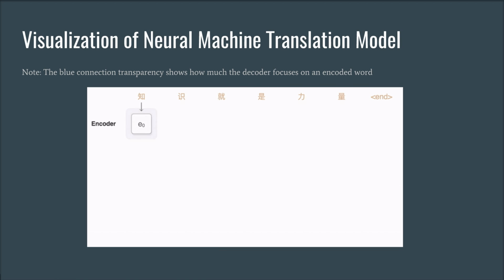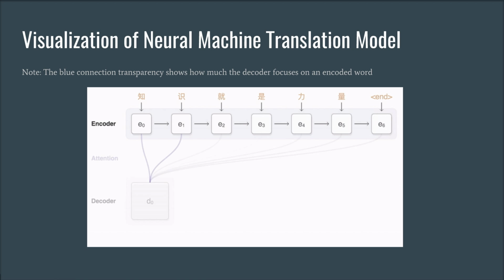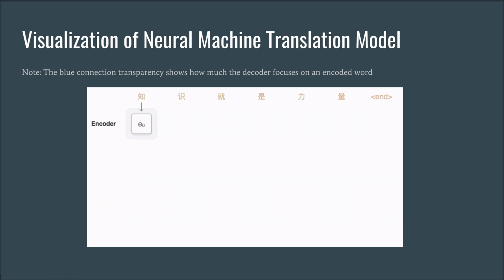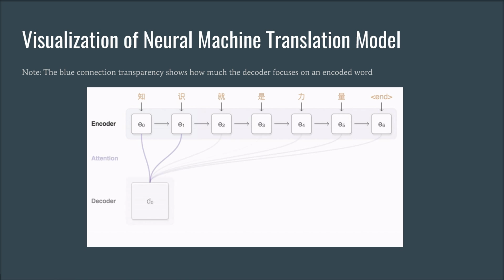So here's a visualization they had on their website. It'll take each character, split it up into the encoder vector, and the decoder uses that attention layer to kind of figure out the context to translate into the efficient translation.